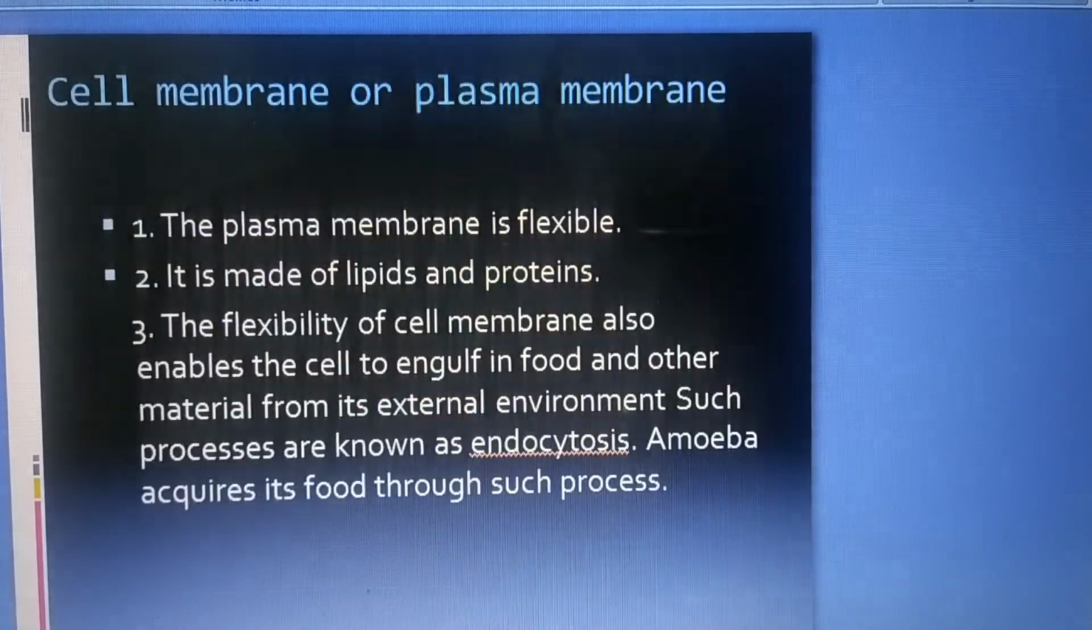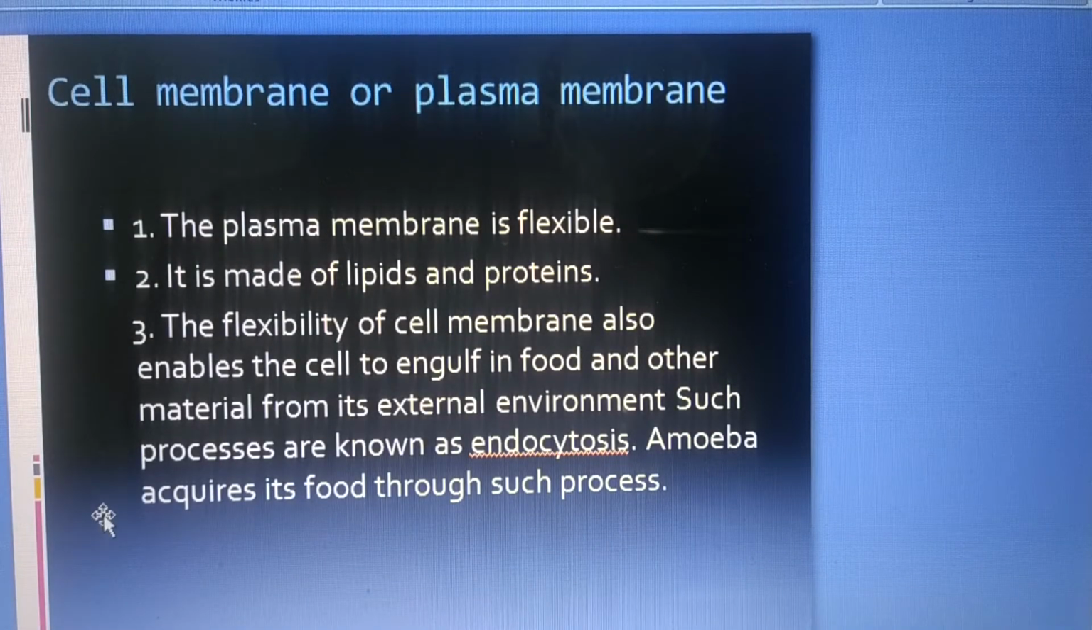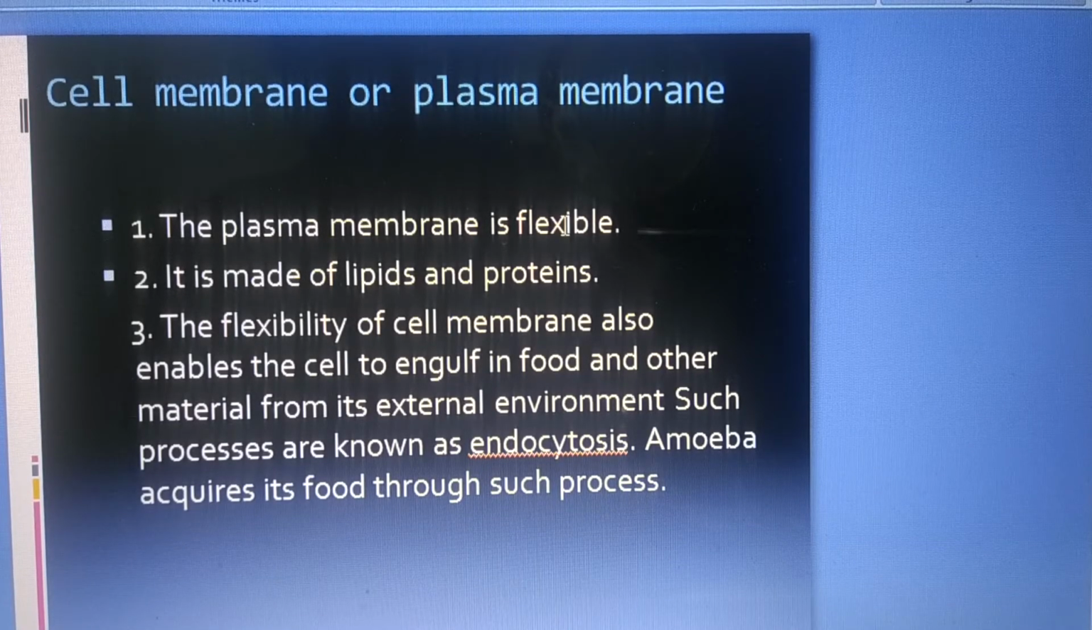Next, let us see some more characteristics of the plasma membrane. The plasma membrane is slightly flexible. To some extent, it can be stretched, but it is not stretched like a balloon. It is only slightly flexible. And it is made up of lipids and proteins. The plasma membrane is made of lipids and proteins.